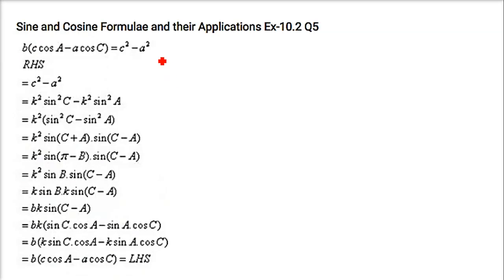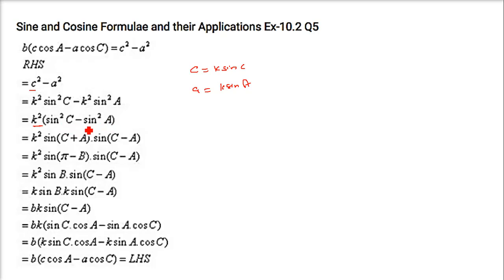Now here we have b into c cos A minus a into cos C. Now we have to prove it to be c square minus a square. Now for c square minus a square, you know that a by sin A equal to b by sin B equal to c by sin C equal to k, that is your sine rule. So in place of c you can always write k sin C, and in a also you can put k sin A. Now put it here. So what do you get? k square sin square C minus k square sin square A. Take k square outside. It will be sin square C minus sin square A.